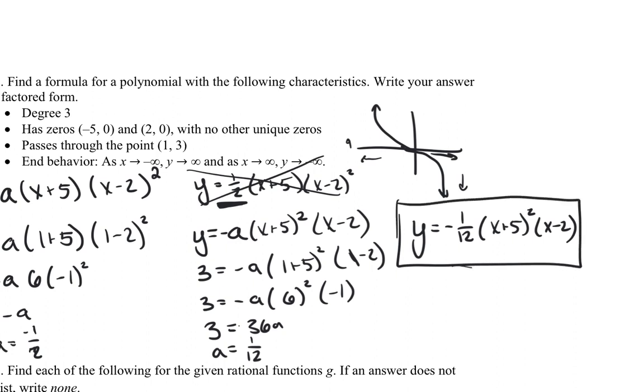Our end behavior is met with that negative sign. It passes through the point, it has the zeros, and it's to the third degree because we have 1, 2, 3 x's. So we meet all the criteria, we have our answer.